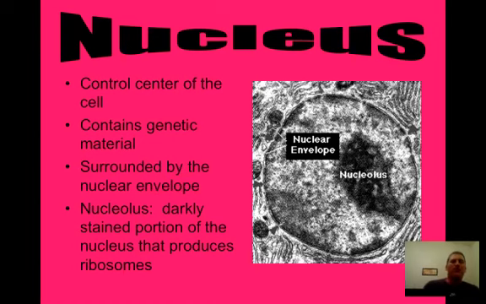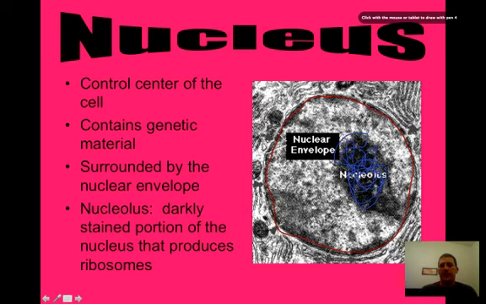So the nucleus, probably one of the most important parts of the cell. It is the brains of the cell, or the control center. It contains all your genetic information. It also has its own nuclear envelope. In this picture right here, this is the nuclear envelope. It encapsulates the nucleus. Inside the nucleus, you have a region called the nucleolus. The nucleolus is going to be this blue area right here.